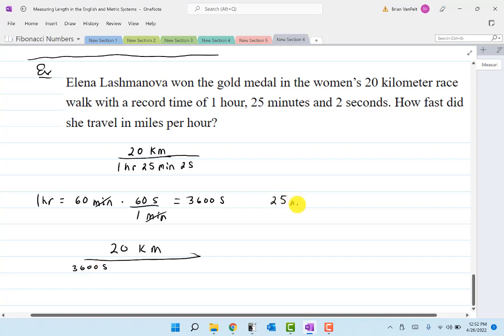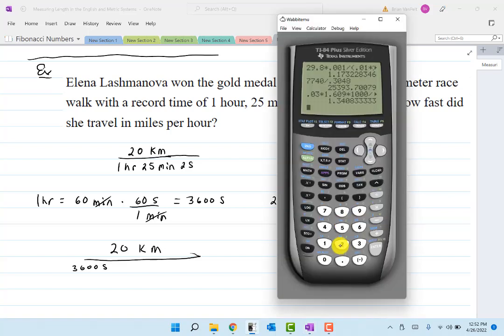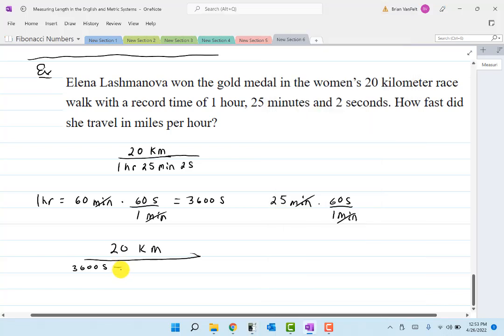So 25 minutes times 60 seconds divided by 1 minute. And what do we have there? 1,500 seconds. And then we had plus 2 seconds. So let's add those all together. I have 20 on the top, and in the denominator I have 3,600 plus 1,500 plus 2, so 5,102, and this is in kilometers per second.